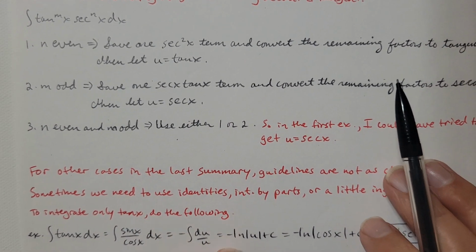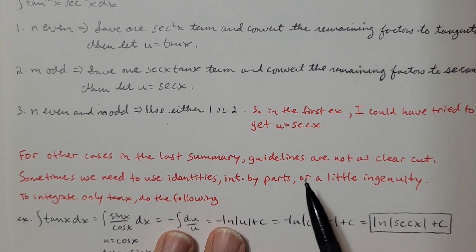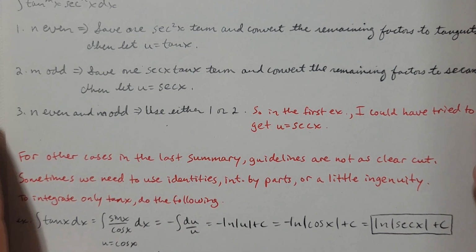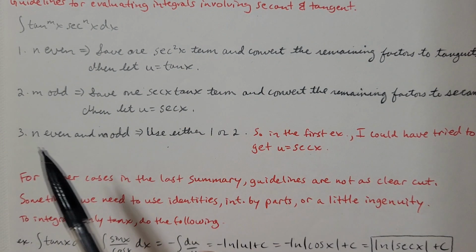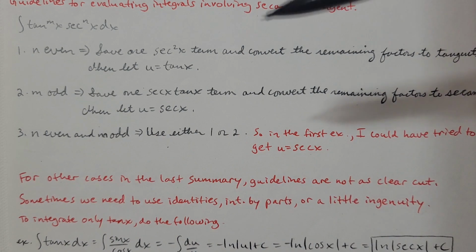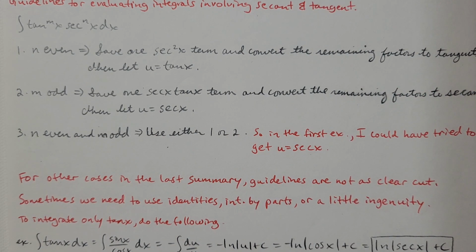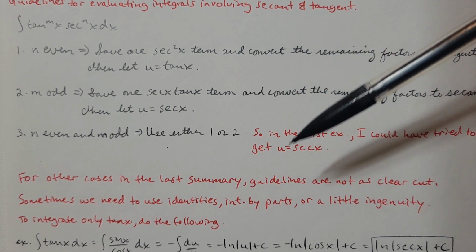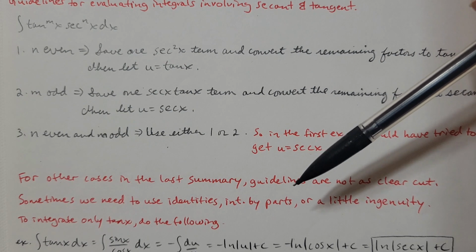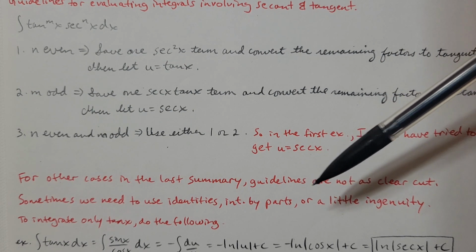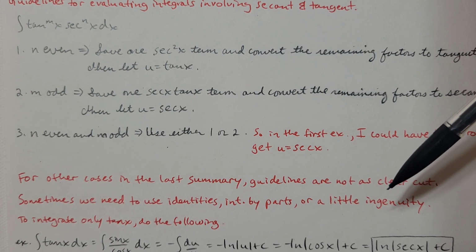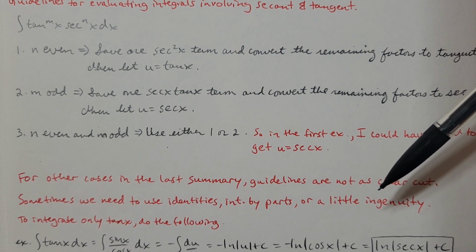For other cases, in the last summary, the guidelines are not as clear cut. Here are guidelines that we can use, but it depends on other cases too. Sometimes you need to use identities, that's what we are using right here. Sometimes it's going to involve integration by parts, or you might need to be a little creative. We'll see that coming up here.